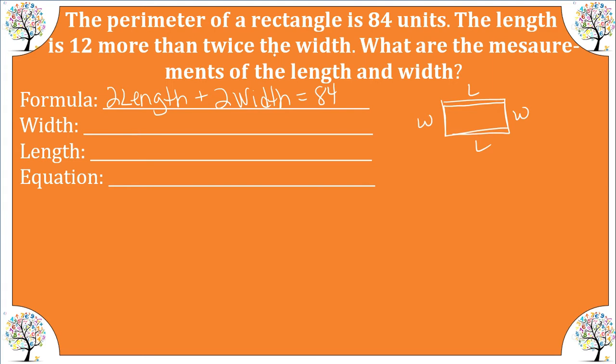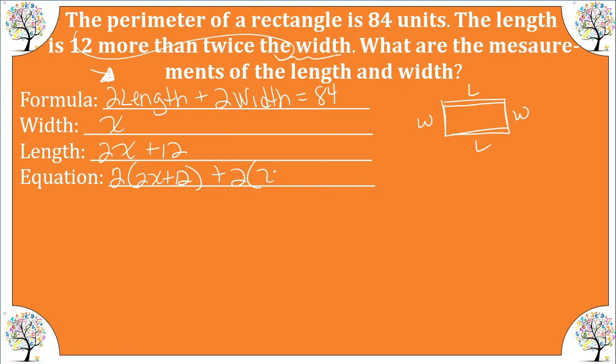So the width we know nothing about. So again, let's let width be x. And the length is 12 more than twice that. And again, more than, we need to flip these around. Now let's plug in our components into our formula here. Very important. So we have two lengths. My length is 2x plus 12 plus two widths.